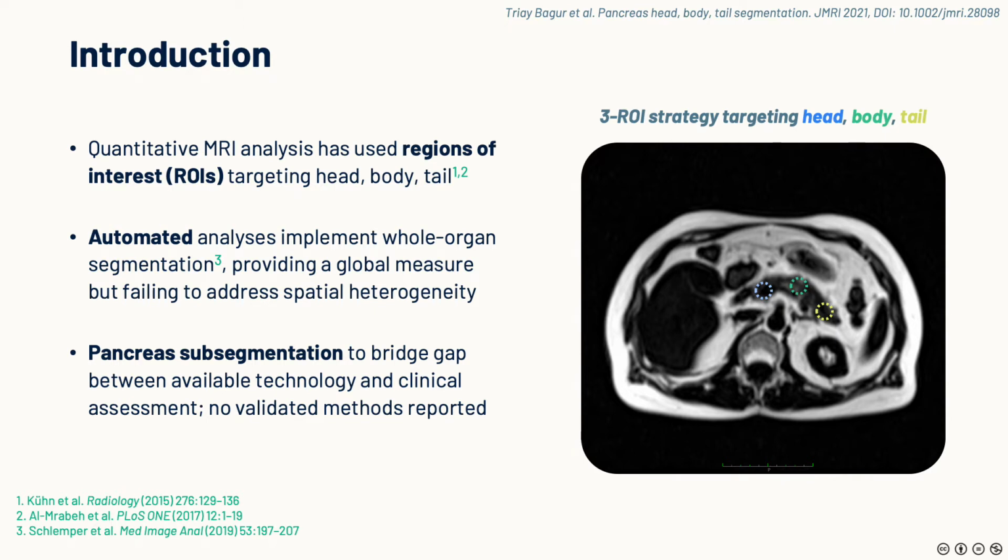The analysis of quantitative MRI images has traditionally used manual placement of regions of interest, ROIs, particularly a 3 ROI strategy targeting pancreatic head, body, and tail, as illustrated. Recent automated analyses have implemented whole organ segmentation, which provides a global measurement, but fails to describe spatial heterogeneity or quantitative differences between regions. We believe that pancreas subsegmentation can help bridge the gap between currently available technology and standard clinical assessment. No validated methods have been reported for pancreas subsegmentation.